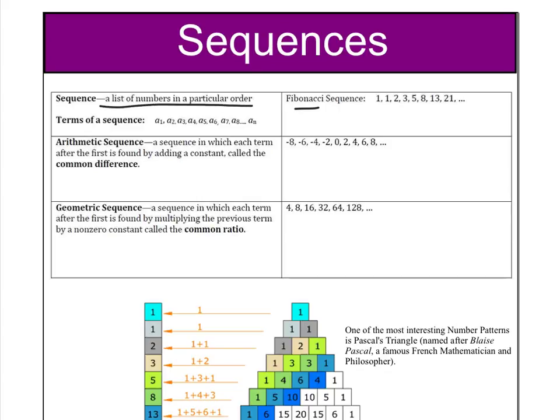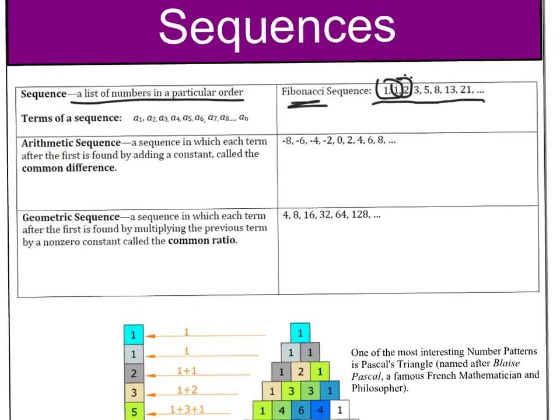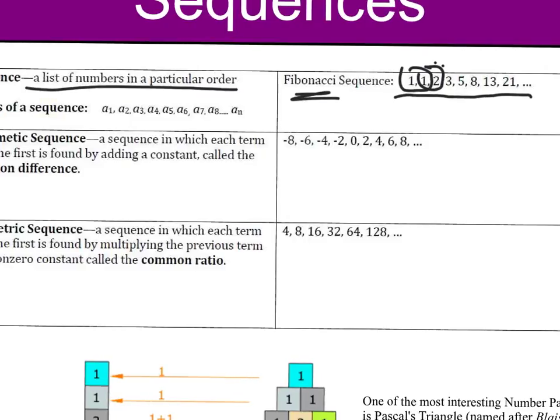So this would be considered a Fibonacci sequence: 1, 1, 2, 3, 5, 8, 13, 21. The way you figure out the next one is to add the previous two. So 1 plus 1 is 2, 2 plus 1 is 3, 2 plus 3 is 5, and so on. And that is how you get each number in the sequence.